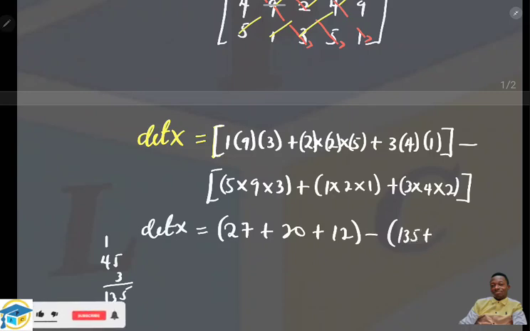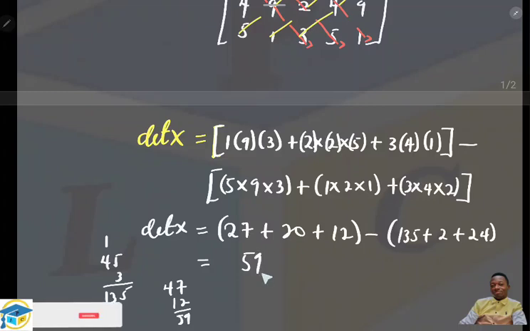So that's going to give us 135 plus, and here we are getting 2 plus, and here 3 by 4, we are getting 12. 12 multiplying 2, we are getting 24. Then you sum them up. What are we getting? 27 plus 20, we are getting 47. 47 plus 12, what are we getting? We are getting 59.